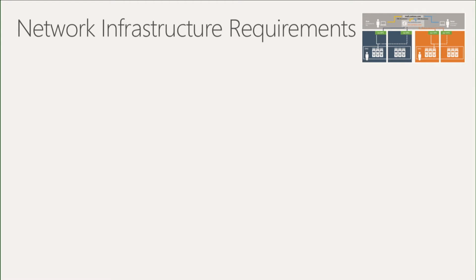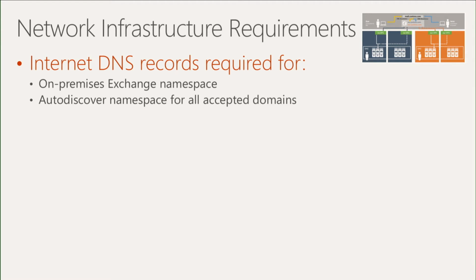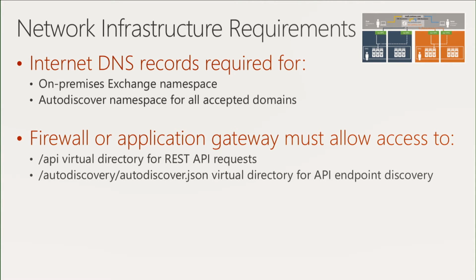There are some network infrastructure requirements. Number one, you may already have set this up if you allow your users to connect using Outlook or Mac Outlook from the public internet. We need Internet DNS records for the on-premises Exchange namespace, and we need it for the AutoDiscover namespace for all your accepted domains, any domain in which you issue email addresses. This enables Microsoft Graph to discover the API endpoint and the AutoDiscover endpoint.